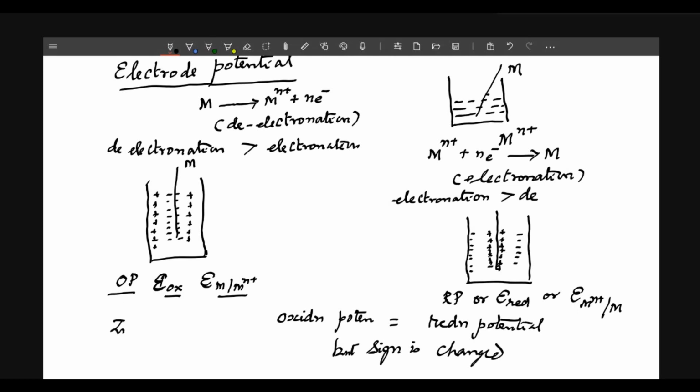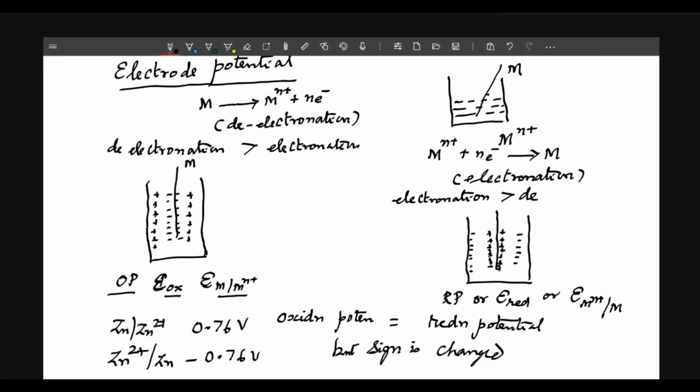For example, Zn|Zn2+, as we have written, is the oxidation potential. If the value is 0.76 volt, then what about its reduction potential value, that is Zn2+|Zn? It is the same magnitude, 0.76 volt, but the sign is changed. Which should be given a positive value, and which should be given a negative value?